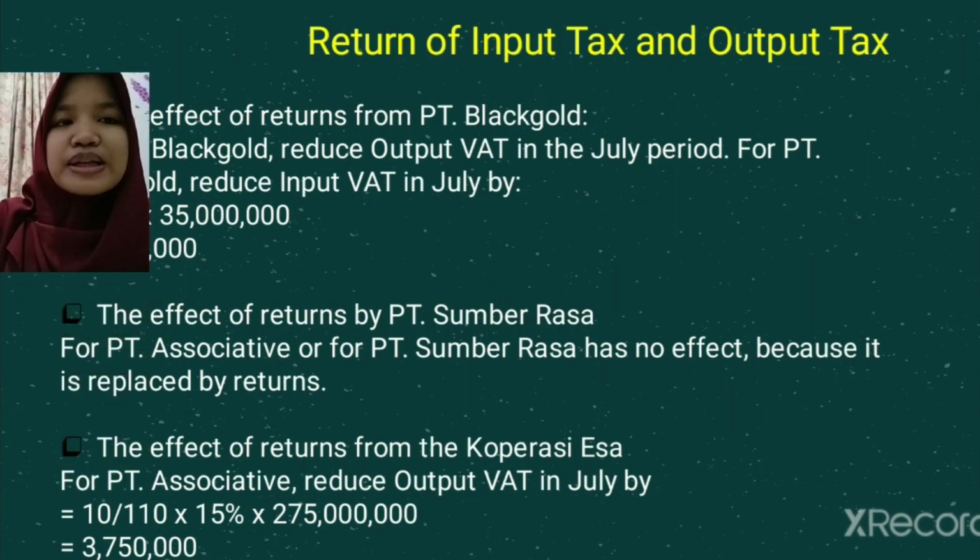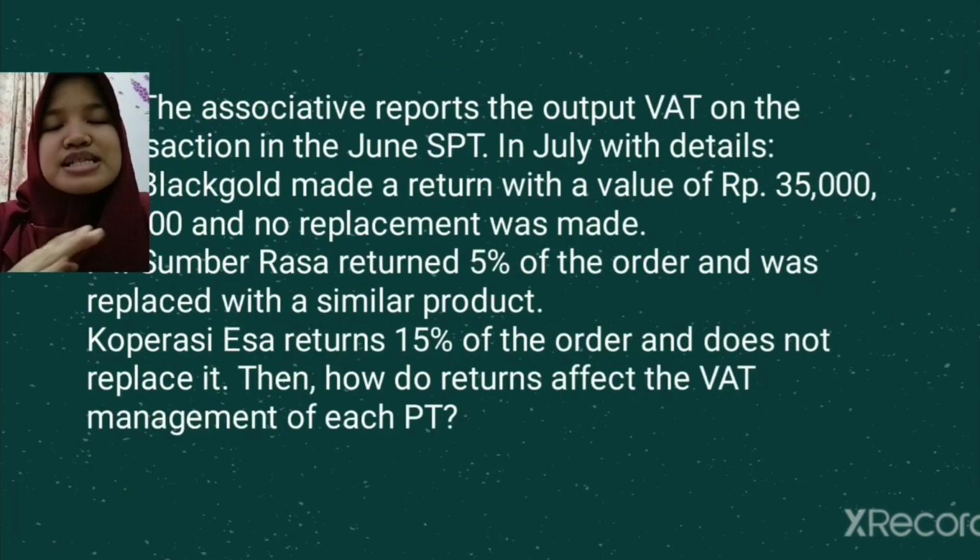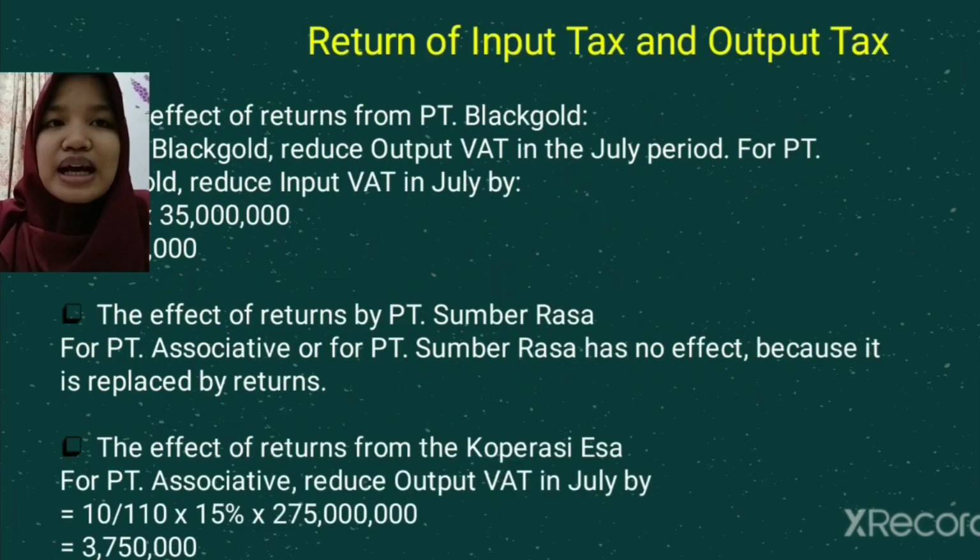Next, the effect of returns of PT Sumber Rasa. For PT Associative, PT Sumber Rasa has no effect because it was replaced. Like I said before, PT Sumber Rasa was replaced with a similar product, so we don't need any return of input tax or output tax. Next, the effect of the return from Koperasi Esa. For PT Associative, reduce output VAT in July for Koperasi Esa by 1,500 per 100 ton multiplied by 275 million. We got 3,750 million.